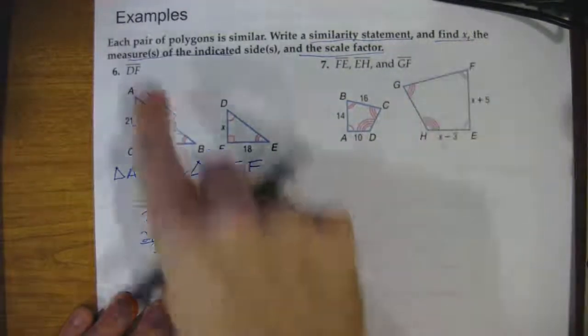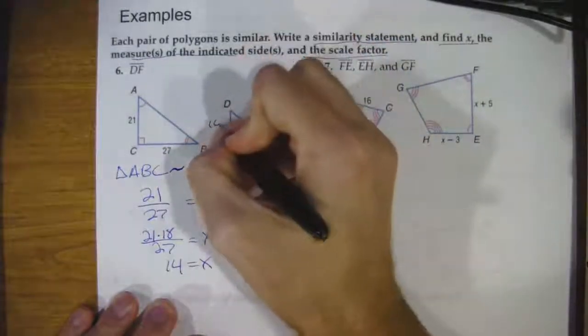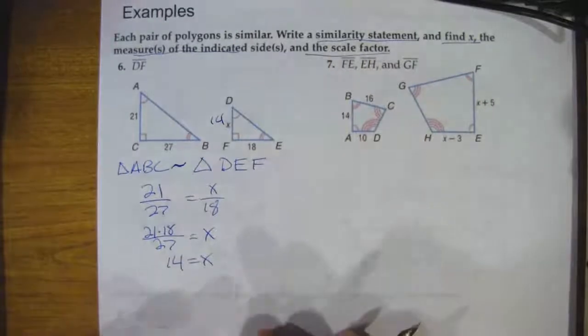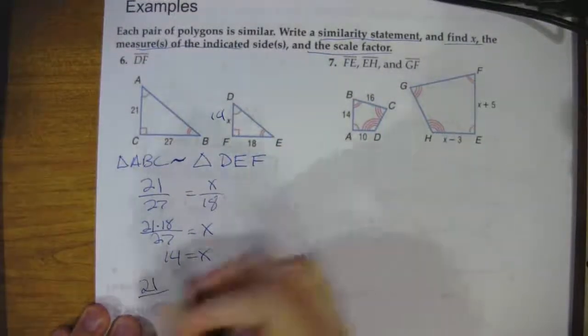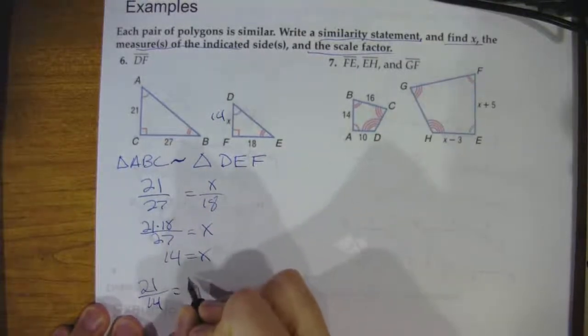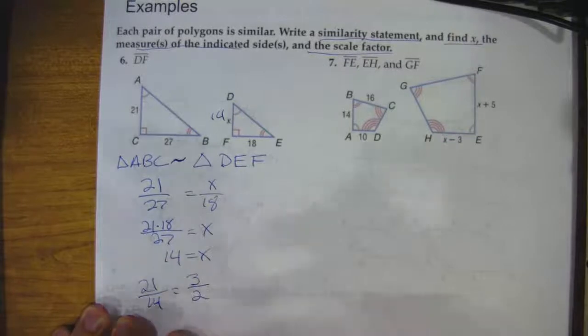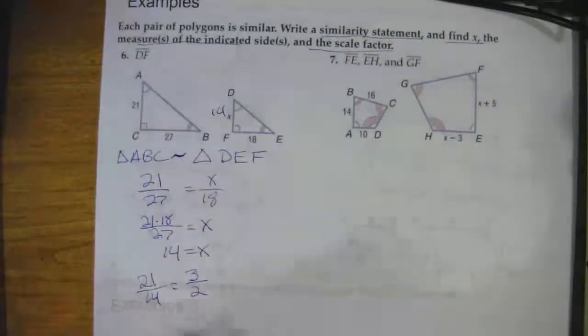So we found x. We also found the measure of the indicated side, DF, so that's 14. Now we need a scale factor. I'm going to go from large to small, so that is 21 over 14. I can divide both of those by 7, so that gives me 3 over 2 as a scale factor. Again, if you did it the other way around, if you had 2 over 3, that would be acceptable. Notice it doesn't tell us a set direction in this case, so either one would work.